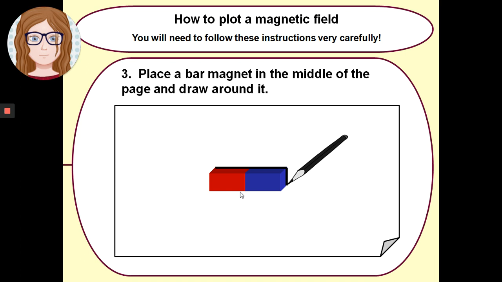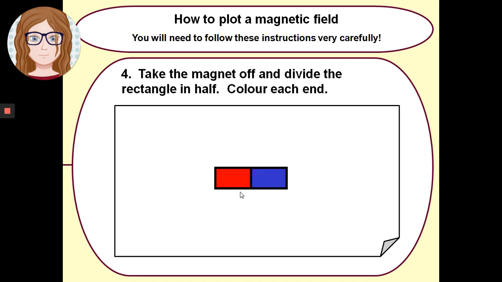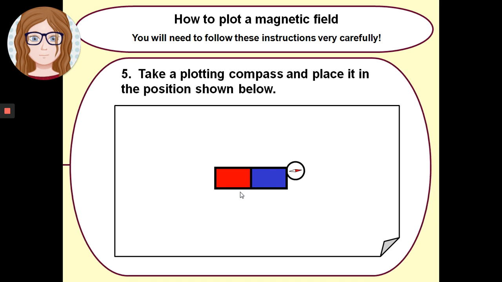Once you've drawn around your magnet, it's a good idea to colour it in so it looks exactly like the magnet that you're using. That will ensure that your magnet stays in the exact same position for the whole experiment. Then you'll take a plotting compass and place it next to your magnet as shown in the picture. A plotting compass is a small compass, very similar to the ones that we use for navigation and following maps.